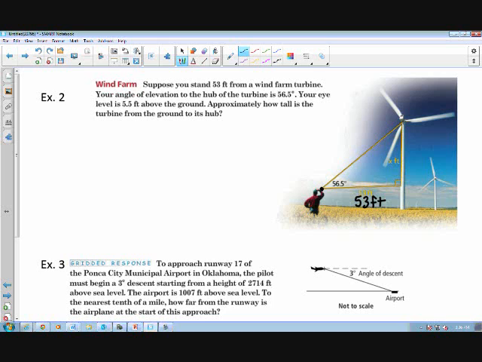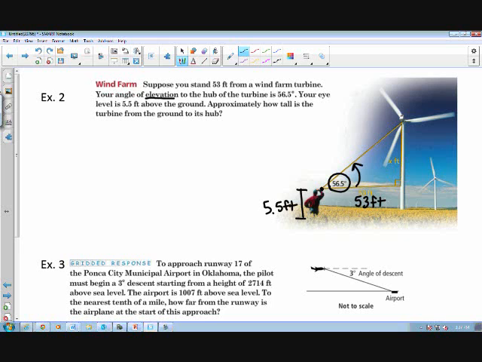Suppose you stand 53 feet from a farm turbine. Your angle of elevation, so we see the word elevation, we should think lifting with elevation. So here we're lifting for the elevation. The angle of elevation to the hub of the turbine is 56.5 degrees, which we have marked right there. Your eye level is 5.5 feet above the ground.